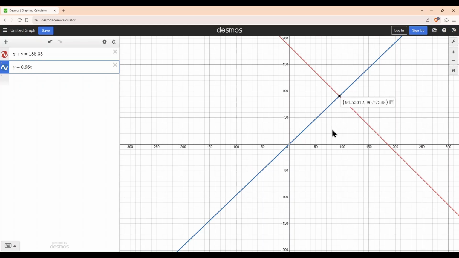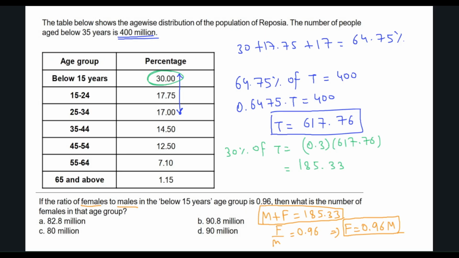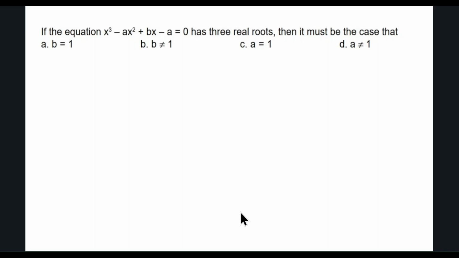As I said, I'm interested in the y value, which is 90.77 million. So as we can clearly see, 90.77 is option B, that is 90.8 million. That's our final answer. Right, this is a very good question.